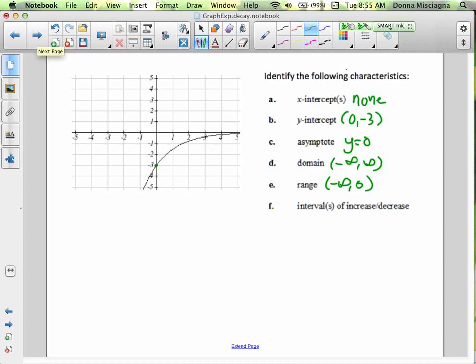Intervals of increase, decrease. Anybody at the red table? Are you sure? Is that not decay? It is decay, but it also increases everywhere. Technically, these numbers are larger, so a smaller negative number is technically larger. So it is increasing everywhere, even though it's decay.